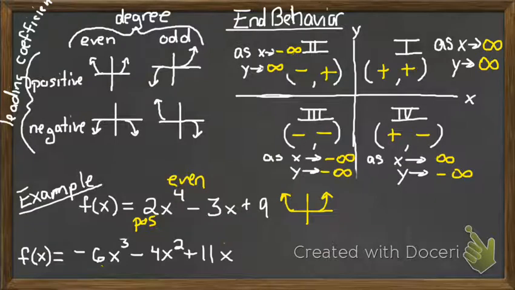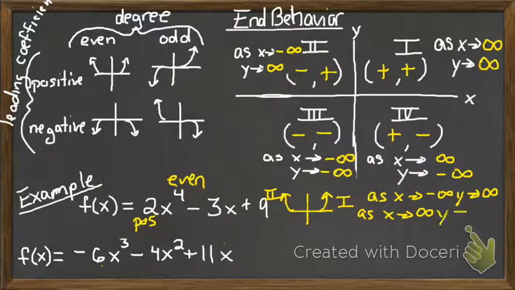The ends of this graph are in the first and second quadrant. So therefore, I'm going to write the end behaviors in the first and second quadrant. Starting from the left side, as x approaches negative infinity, y approaches positive infinity. And on the right side, which is quadrant 1, as x approaches positive infinity, y approaches positive infinity. And that's my end behavior for the first polynomial.